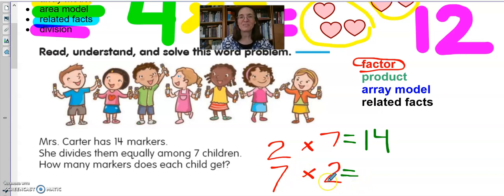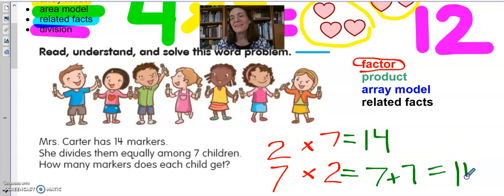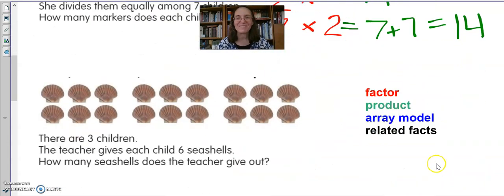And here's another place where you could use a relationship between multiplication and addition. Do you already know what 7 plus 7 is? Well, 7 plus 7 is equal to 7 times 2 because you're taking 7 2 times. And so we can use that relationship with addition to figure out multiplication. It doesn't matter what order you put the factors in. Let's try another one together.